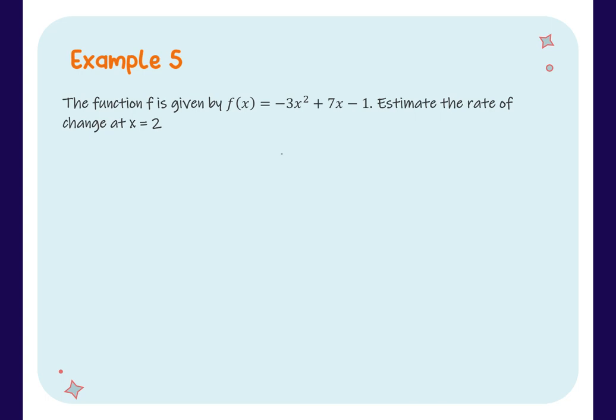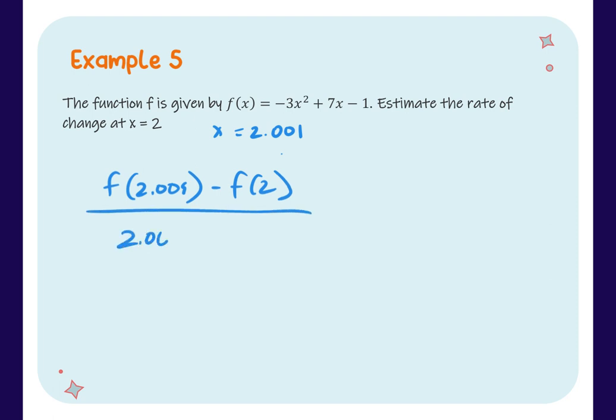So we're going to pick the second coordinate point to be 2.001, and then we're going to literally plug that into the calculator. I'm going to find f of 2.001, and then I'm going to subtract from it f of 2, and then I'm going to put this over 2.001 minus 2.